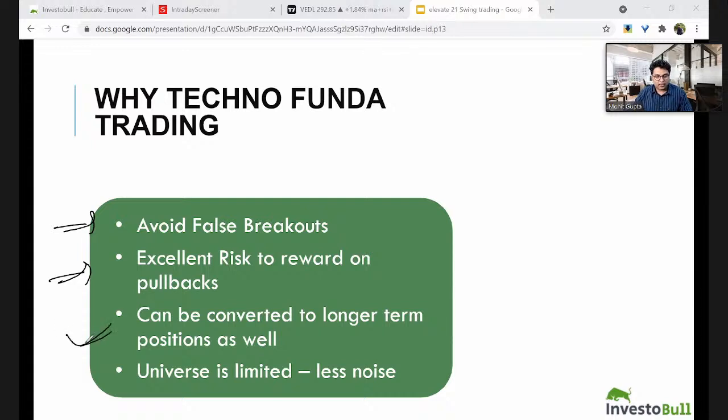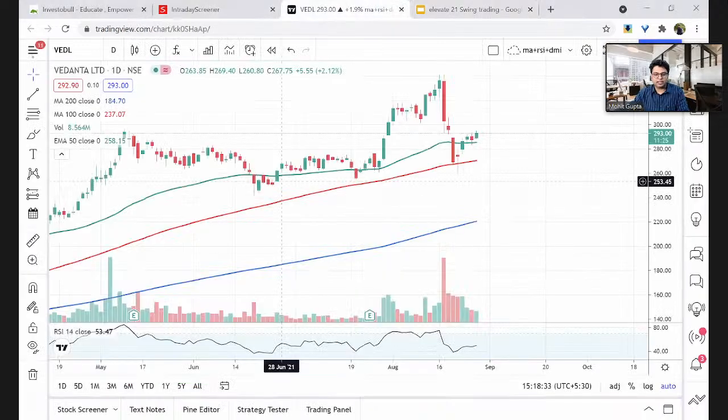Again, remember that since we are trading in fundamentally sound companies where fundamentals are good and stocks are eventually going to go up because a lot of people are invested in them, the position can be trailed for very, very high targets also. For example, I will show you in the chart. Let's talk about Vedanta, right?